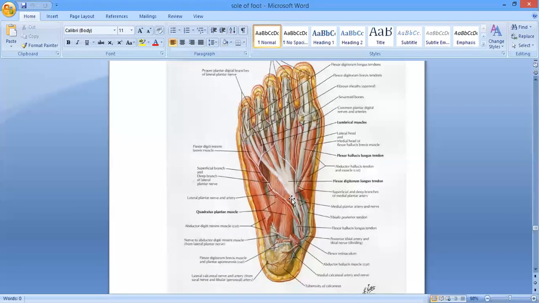Flexor hallucis longus की origin क्या है जी? Flexor hallucis longus की origin, it is getting origin from the lower 3/4 of the posterior surface of the fibula. ठीक है? Hallucis longus कहाँ से आ रहा है? ये fibula से आ रहा है. ये flexor digitorum longus कहाँ से आ रहा है? ये tibia से आ रहा है. But both are coming from the posterior surfaces as well, right? So it's coming from the lower 3/4 of the posterior surface of the fibula.